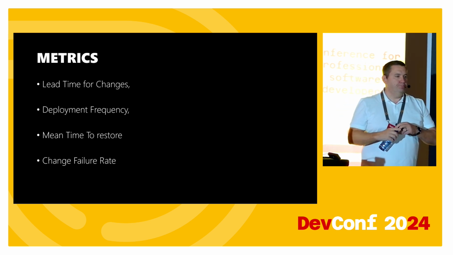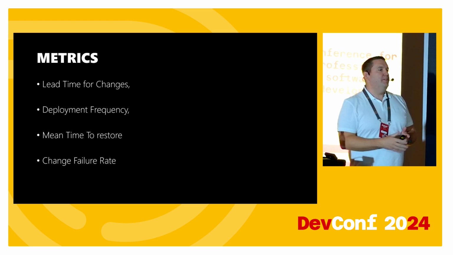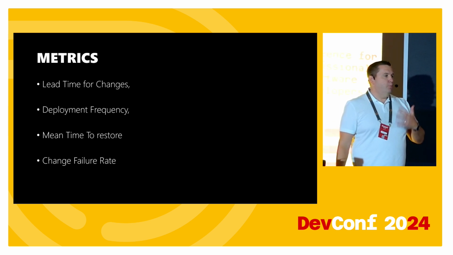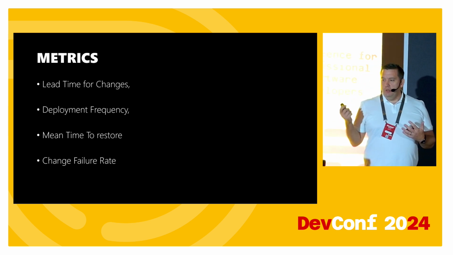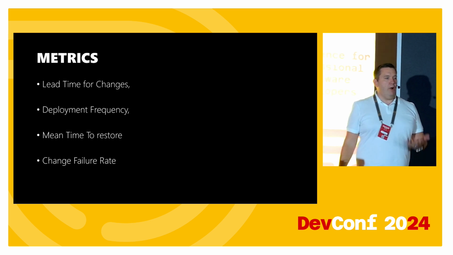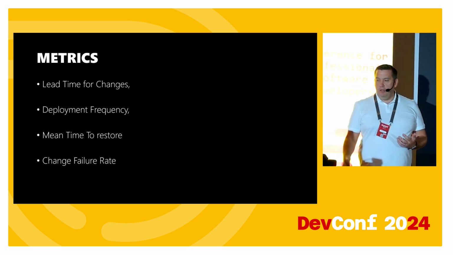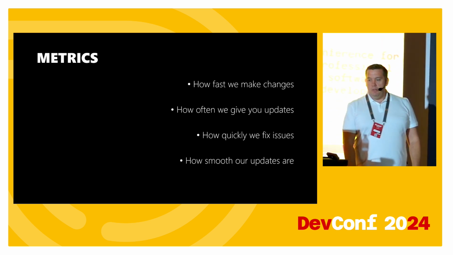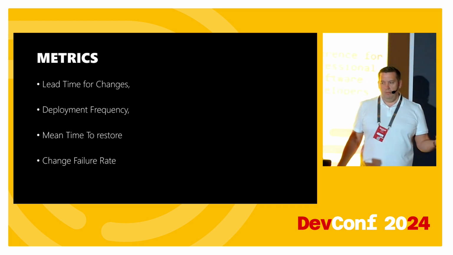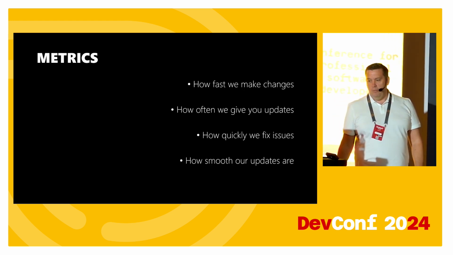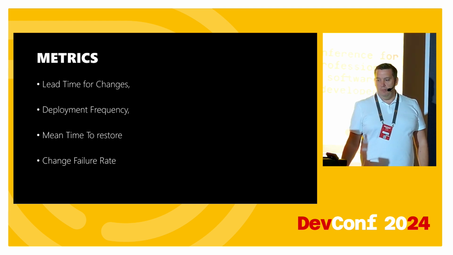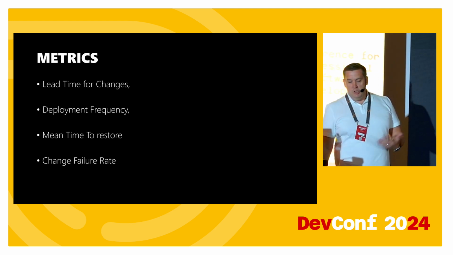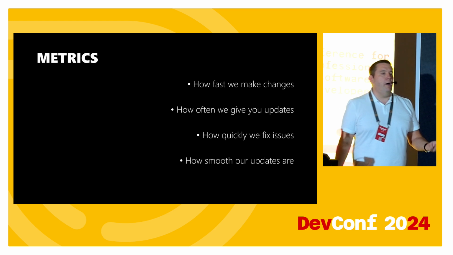Your boss doesn't. It's a bit of an issue. These are a little bit academic for most organizations. So I like to track this, but I prefer to rewrite them. My current rewrite in my current company looks like this. Instead of lead time for changes, how fast we make changes. Deployment frequency, how often we give you updates. Mean time to restore, how quickly we fix issues. Change failure rate, how smooth our updates are.